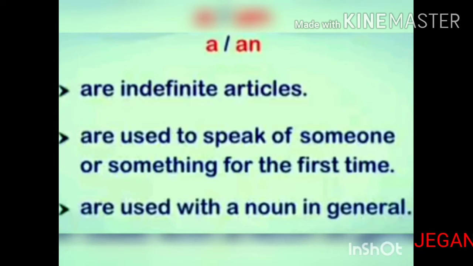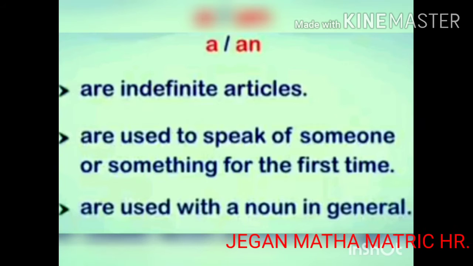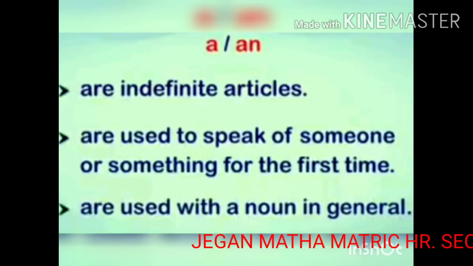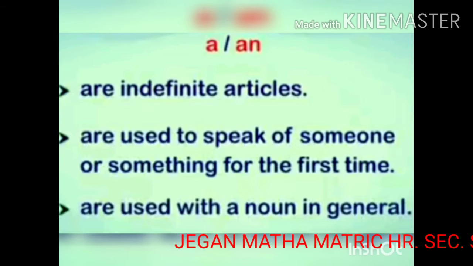Children, listen carefully. Once again I repeat, a and an are indefinite articles. They are used to speak of something or someone for the first time. They are used with a noun in general. The is called the definite article because it points to a particular person or thing in a sentence.